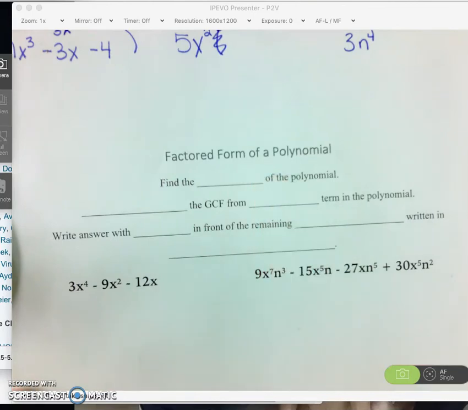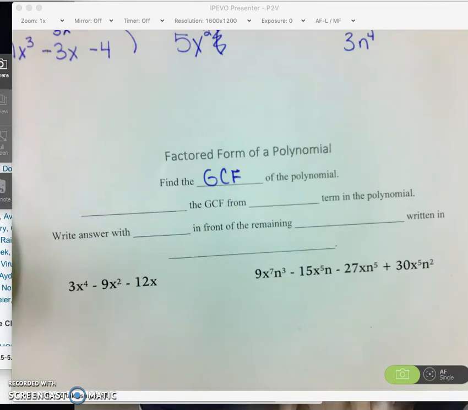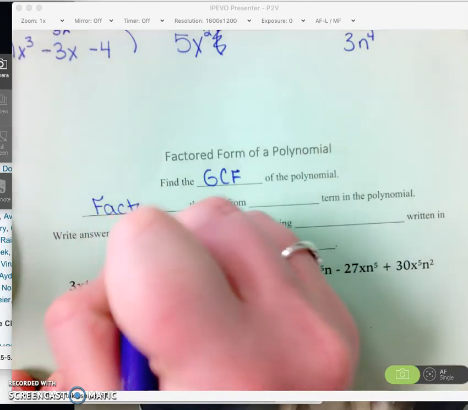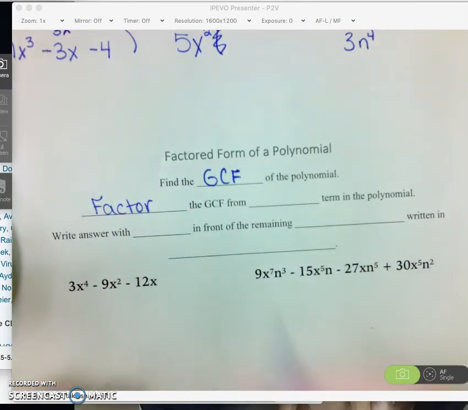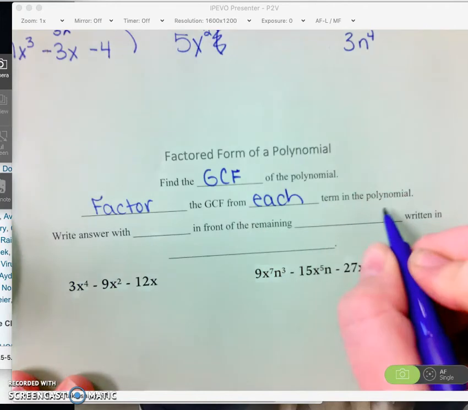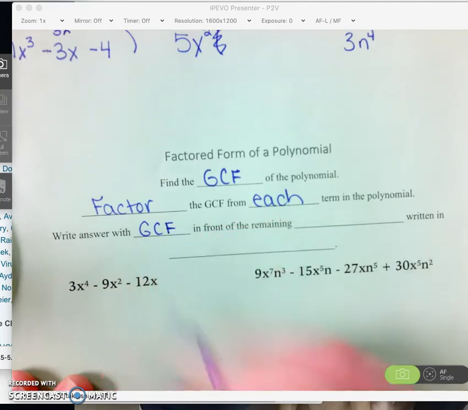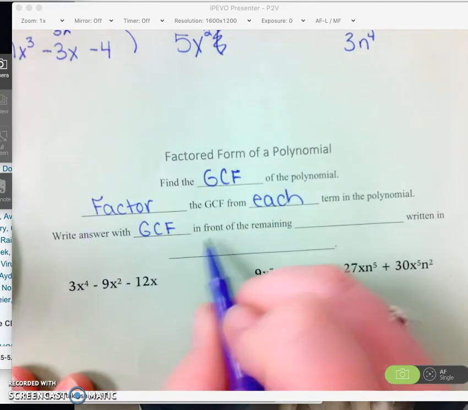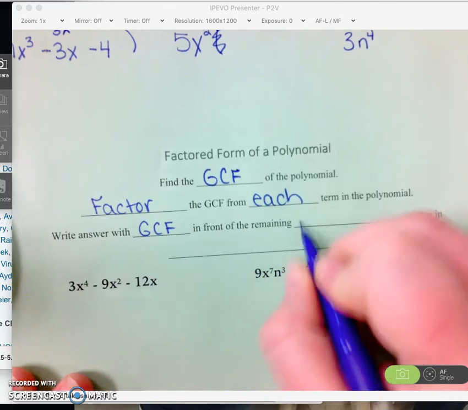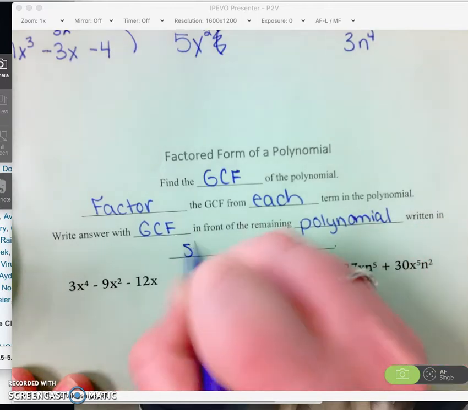So then here, this is now factored form of a polynomial. You're going to find that greatest common factor of the polynomial. You're going to factor the greatest common factor from each term in each polynomial. So factor out, I like to say a lot, the greatest common factor from each term in the polynomial. Then you're going to write your answer with the greatest common factor, kind of like I was doing up there, in front of the remaining polynomial, written in standard form always.